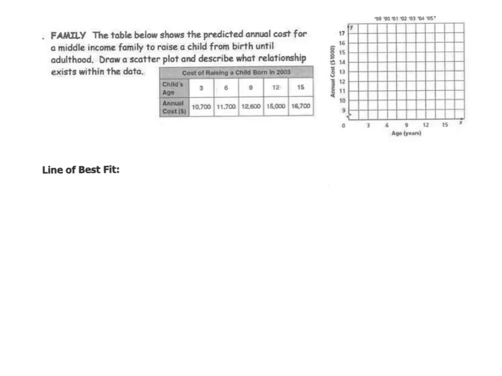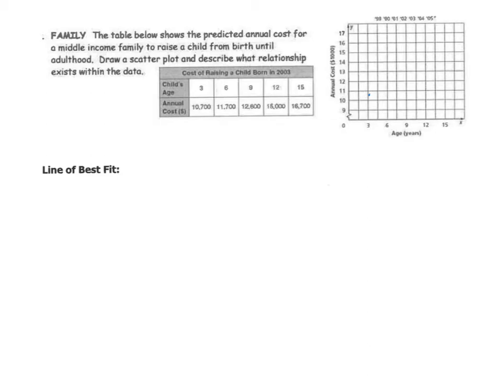So we have a family. The table below shows the predicted annual cost for a middle-income family to raise a child from birth until adulthood. Draw a scatter plot and describe what relationship exists within the data. So, at the age of 3, the annual cost is $10,700. So it's almost to the 11.